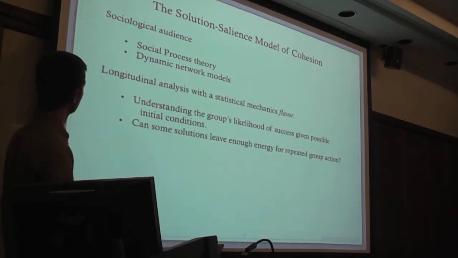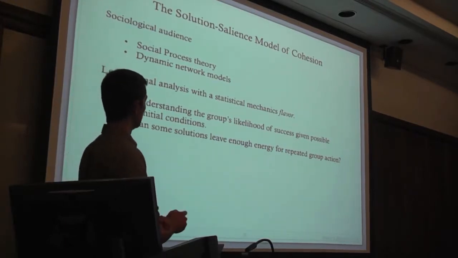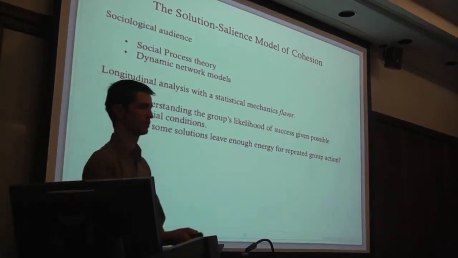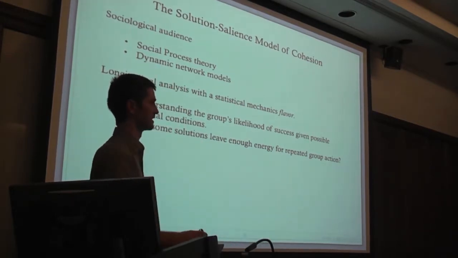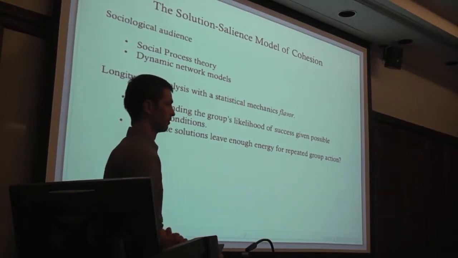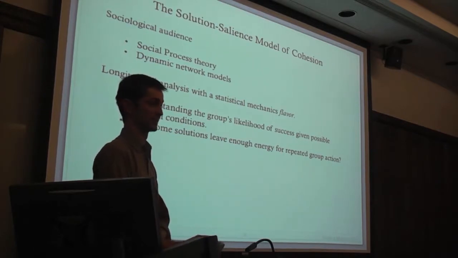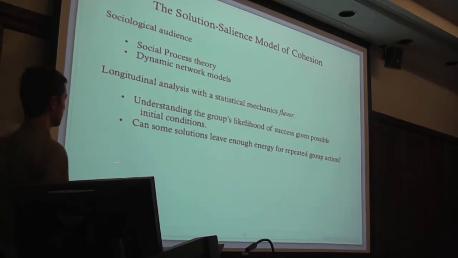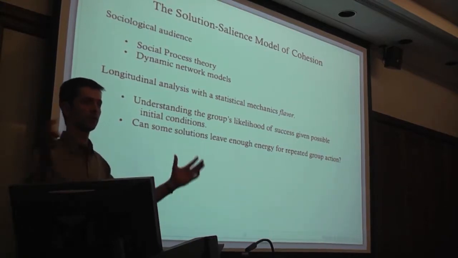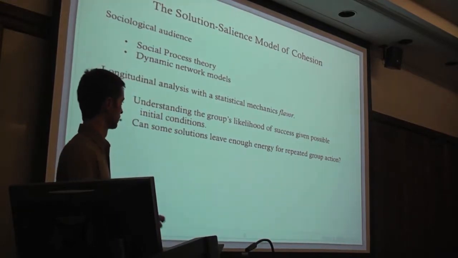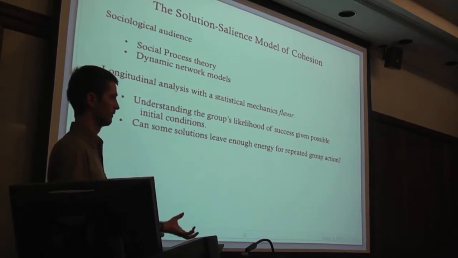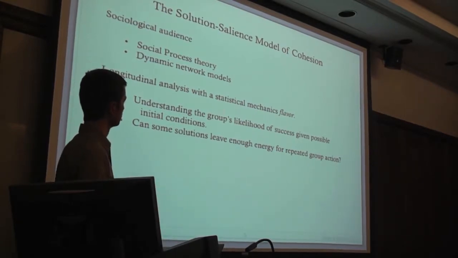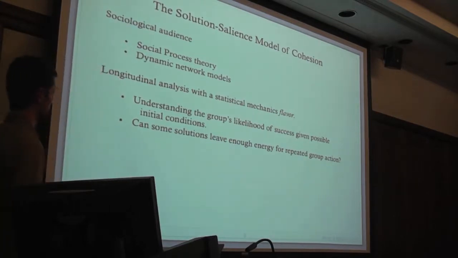I think I should fly over this stuff. Obviously, we have a sociological audience in mind. But the reason I was really interested in presenting it to this group is that there's a statistical mechanics flavor to this problem. I say flavor because it's clear that it's not actually statistical mechanics, and furthermore, I'm not especially knowledgeable in statistical mechanics. I've had a good whiff of it, but it certainly seems to have that flavor, where we are trying to understand the group's likelihood of success given all of the possibilities of initial conditions. Sometimes we're thinking about things like, if a certain solution is presented, does that leave enough energy in the system for repeated group action? So I would be very interested in any thoughts you might have on the statistical mechanics elements of this.